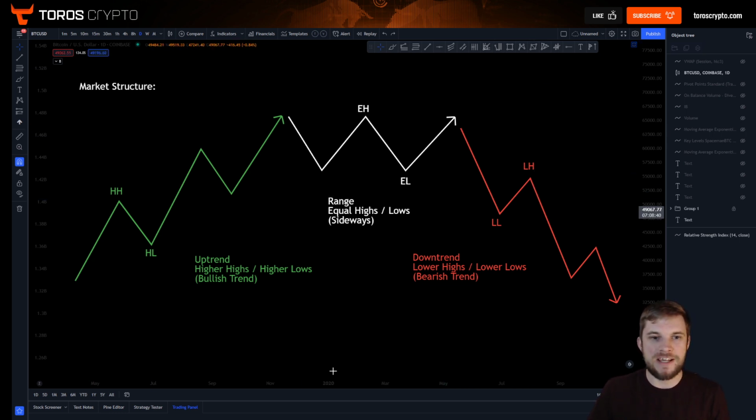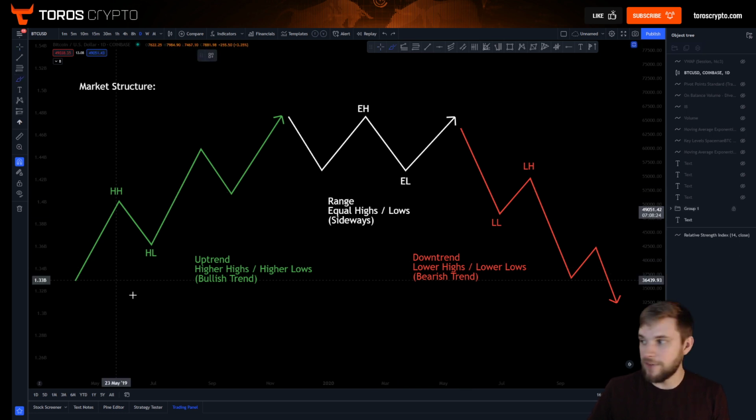Okay, so this is based off of the concept that at any one stage, a market, no matter what kind of market it is, no matter what time frame you're looking at, is going to be in one of three states. Okay, you're either looking at an uptrend, a range, or a downtrend.